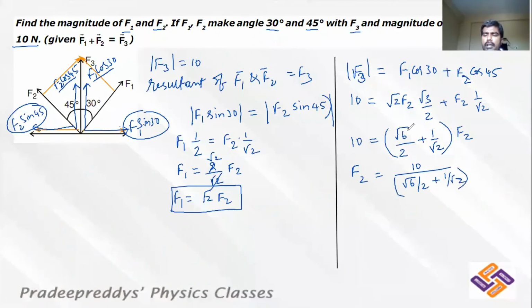Okay, if you want you can rationalize this and find it out. After rationalization you will be getting some answer, that will be left to you. You need to solve that. So f2 we have got. Now I can find out f1 magnitude, which is equal to root 2 times f2. So that is 10 root 2 divided by root 6 by 2 plus 1 by root 2. This is the magnitude of f1 and f2.